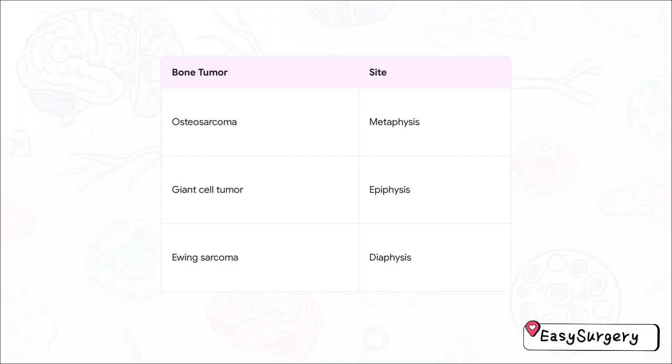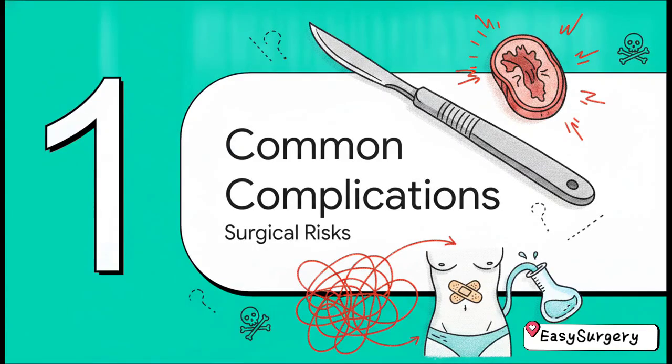For bone tumors, the best trick is to anchor your memory to the long bone anatomy around the knee. Osteosarcoma hits the metaphysis. A giant cell tumor strikes the epiphysis, right at the very end of the bone. Meanwhile, Ewing sarcoma targets the diaphysis, or the main shaft of the bone. Section 1. Most common surgical complications. Because in surgery, knowing exactly what can go wrong is just as important as knowing how to operate.